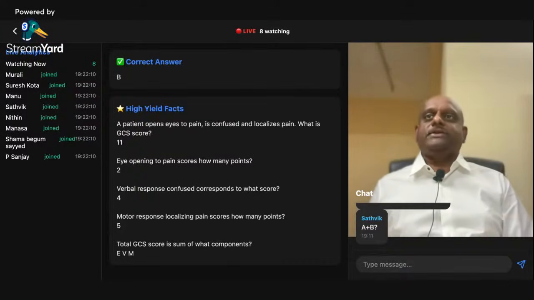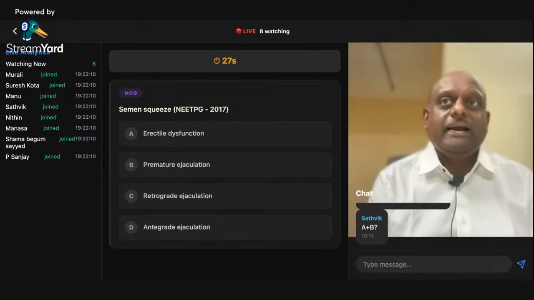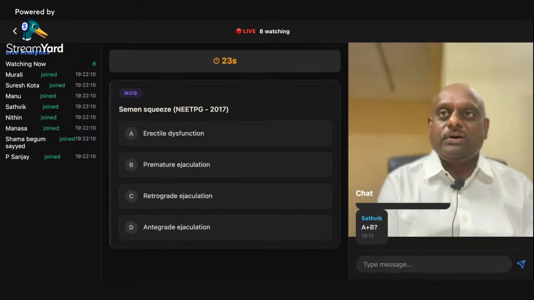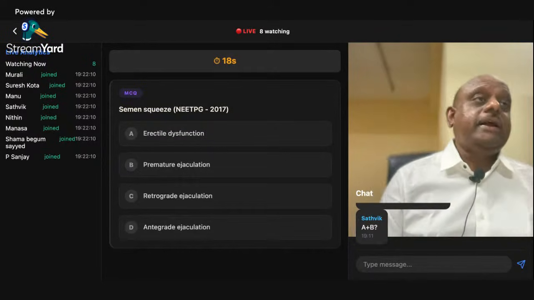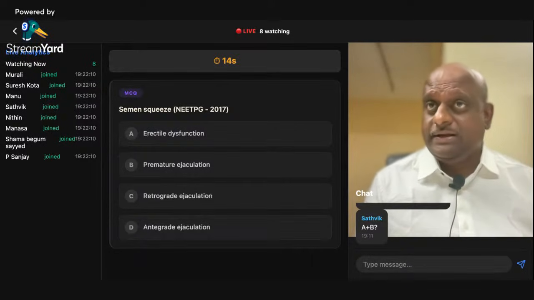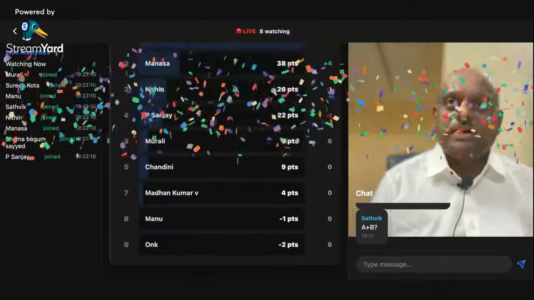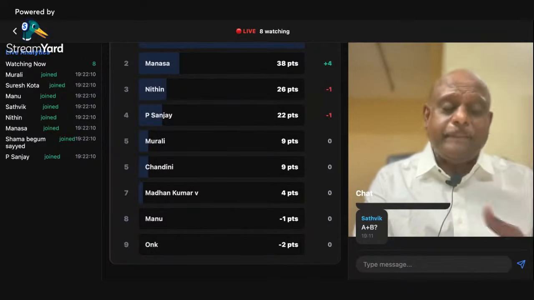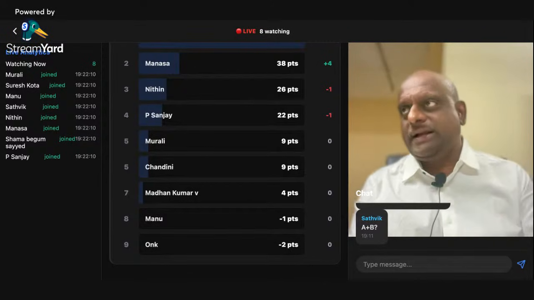Now, let's see. Semans squeeze technique is typically used for which condition? It is being authenticated by Masters and Johnson, which is the popular book in sexology. Semans squeeze technique. So the partner typically squeezes to prevent ejaculation. So it's called premature ejaculation. Semans squeeze technique is what you need to basically remember.